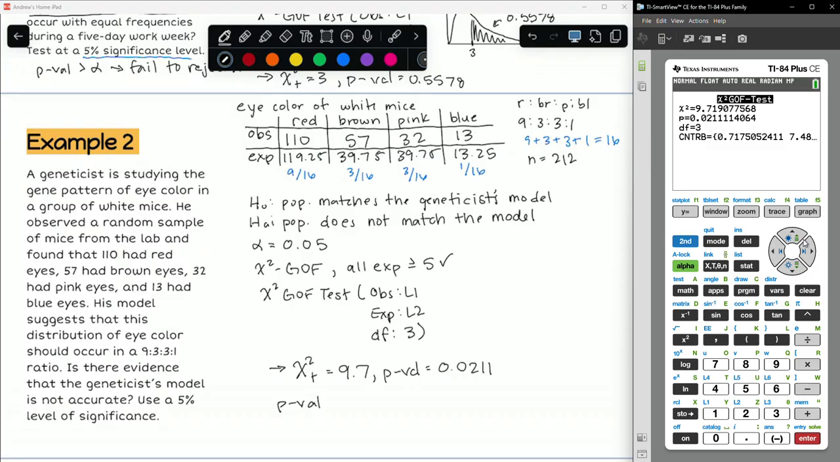So our p-value of 0.02 is less than our alpha of 0.05. And when p-value is low, reject H0. So we are going to reject the null hypothesis. Because our p-value is less than our alpha of 0.05, we reject the null. Therefore, we have sufficient evidence to support the claim that the geneticist model is not accurate.